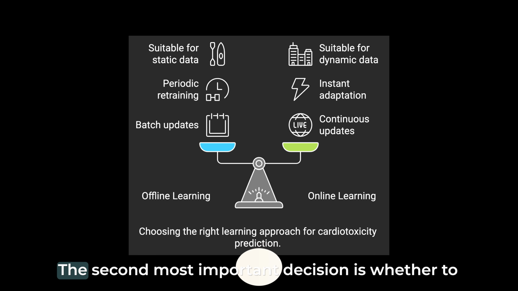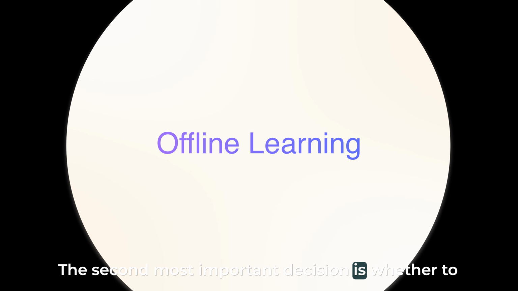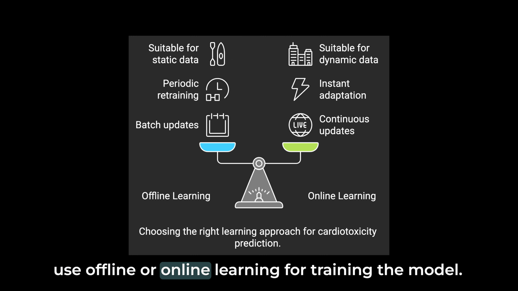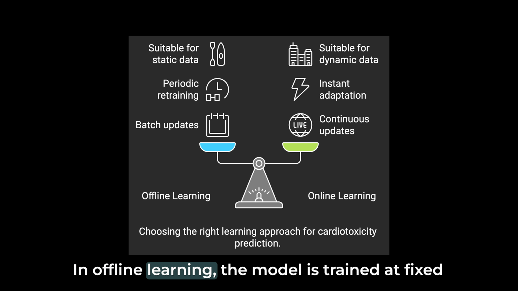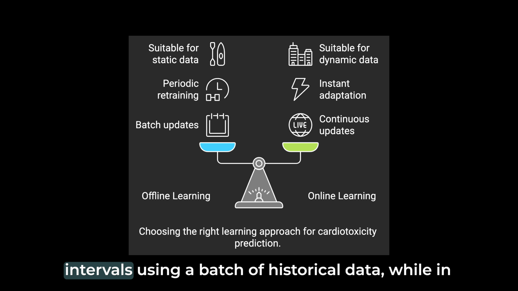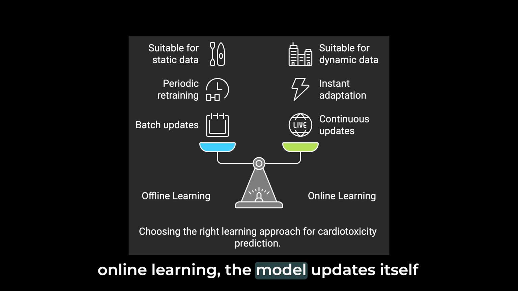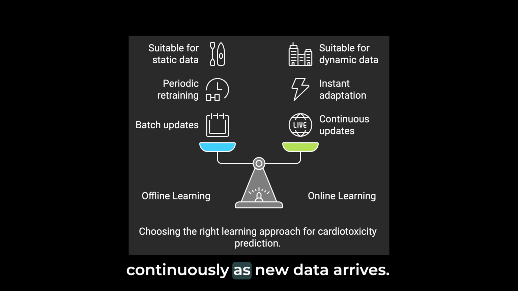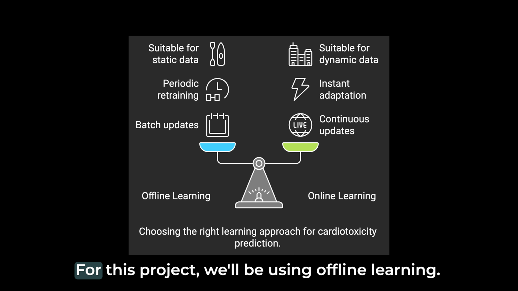The second most important decision is whether to use offline or online learning for training the model. In offline learning, the model is trained at fixed intervals using a batch of historical data, while in online learning, the model updates itself continuously as new data arrives. For this project, we'll be using offline learning.